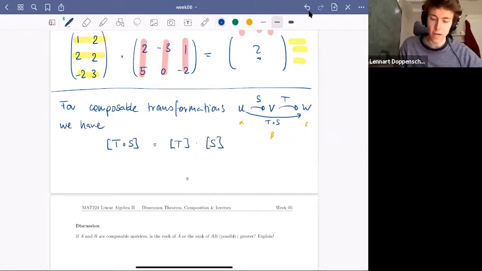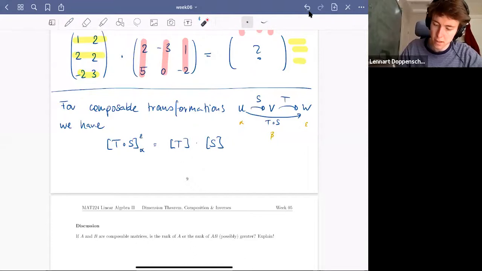So of course, if you have a transformation T composed S going from U to W, the bases are going to be alpha and epsilon. T goes from the basis beta to the basis epsilon, so we can write beta, epsilon, and S is going from the basis alpha to beta.